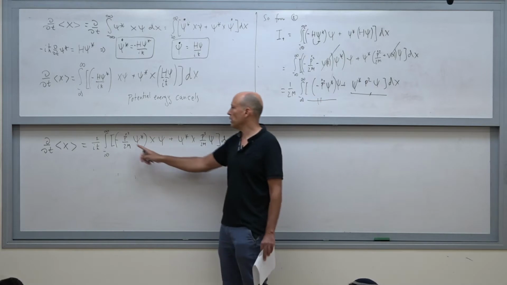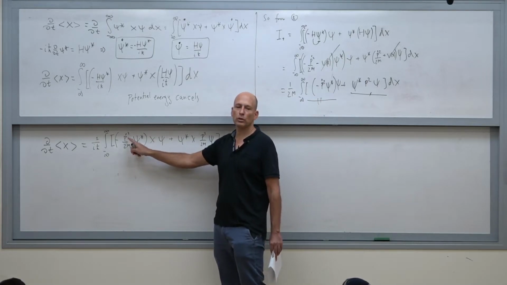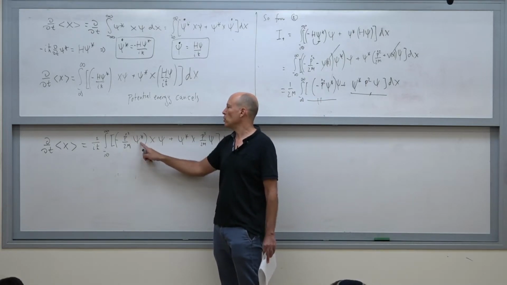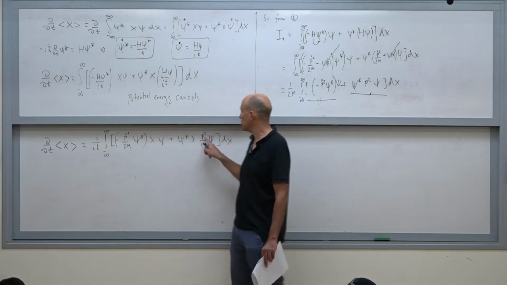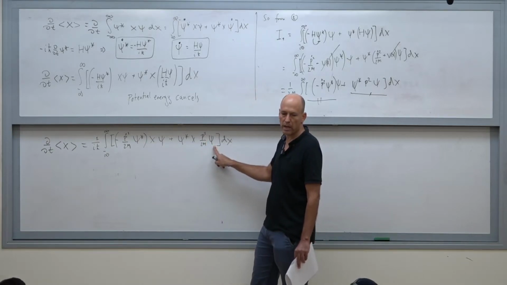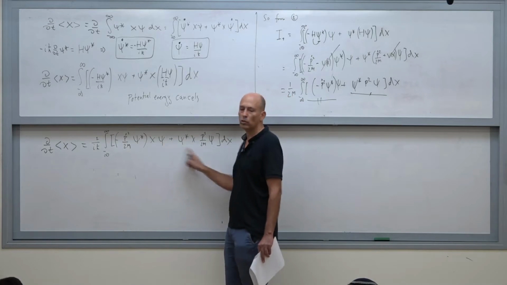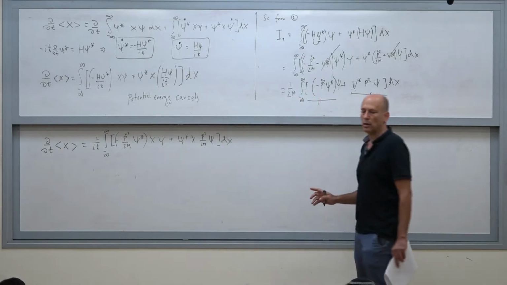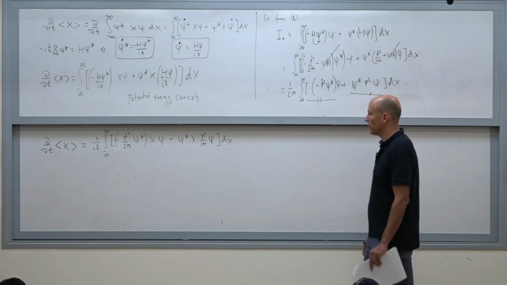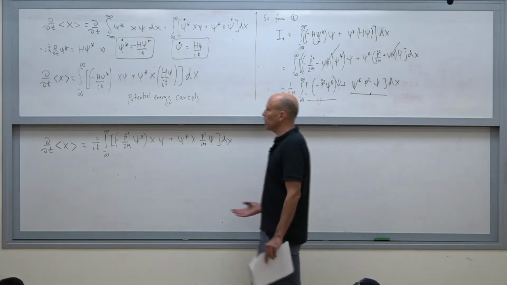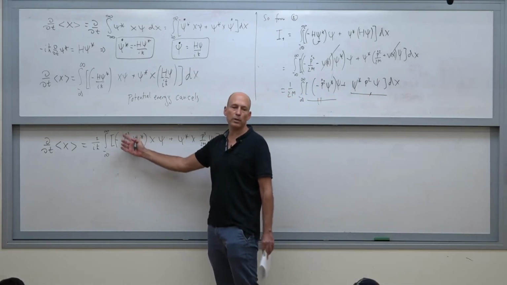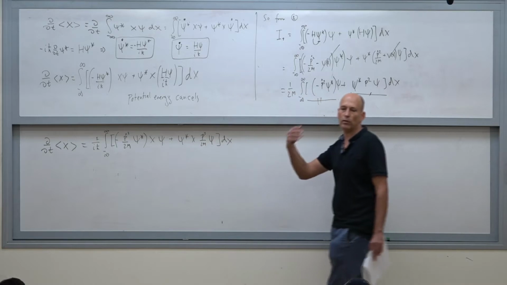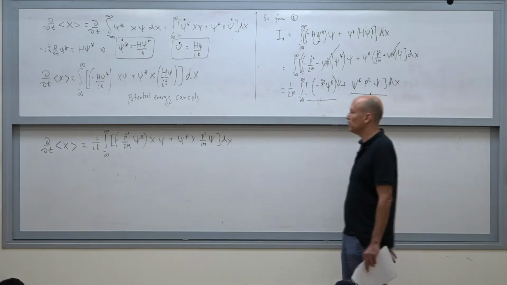Here p squared is operating on psi star, while p squared is operating on psi there. And these are not canceling automatically, so we need to look at what it means. But what am I going to do now? You see here I have p squared, which is proportional to the second derivative in space.